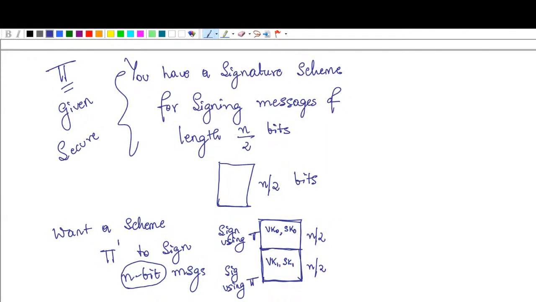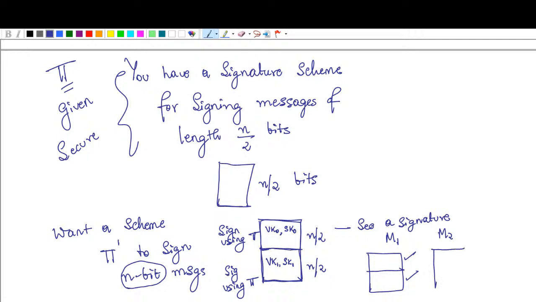The answer is no. There is a very simple mix and match attack. What the adversary can do: he can see a signature on some message M1 which has two parts. That means in the training phase he has seen the signature on M1, and say he has also seen a signature on M2, which again consists of two halves of n by 2 bits. That means he has seen me signing M1, he has seen me signing M2.